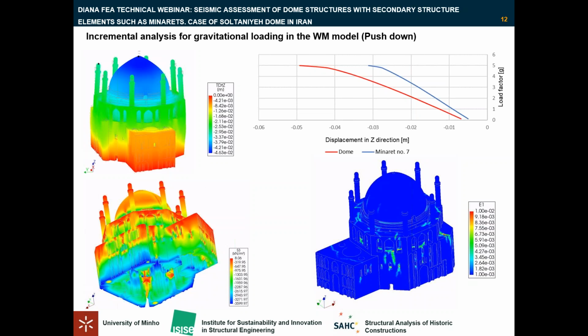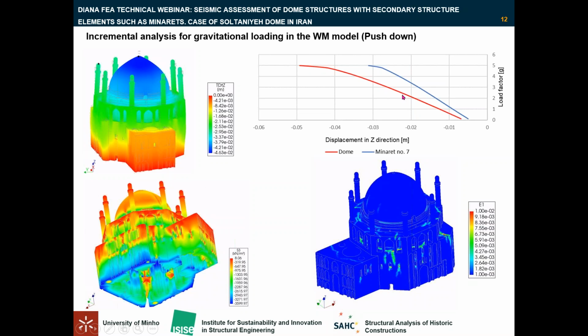The iterative Newton-Raphson method was selected with convergence norms of force and displacement, and in case of difficulties in reaching convergence, the method was switched to the secant method. To control and evaluate the displacement throughout the analysis, reference points were established, namely a control point on top of the dome, as you can see here, and a node on top of minaret number 7.